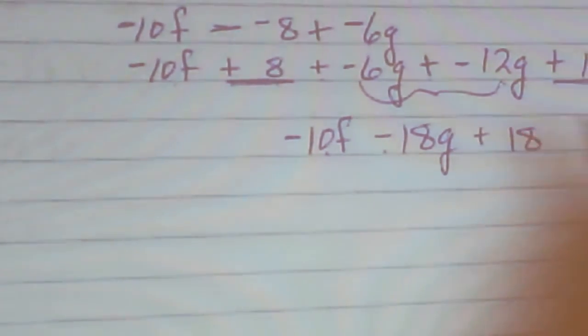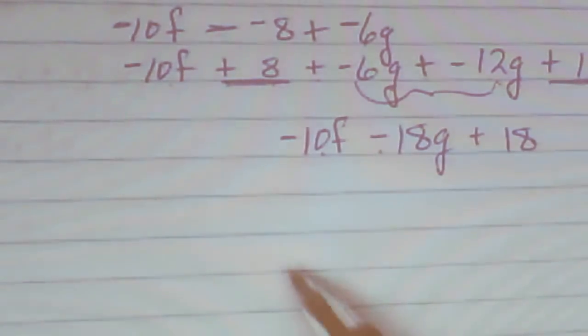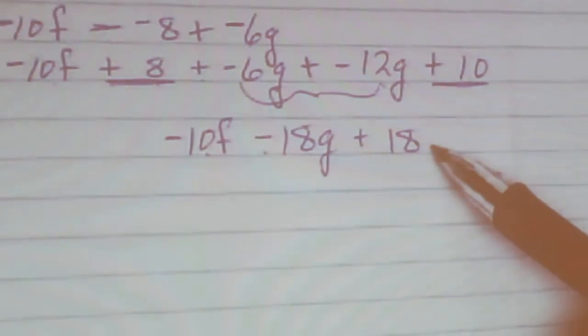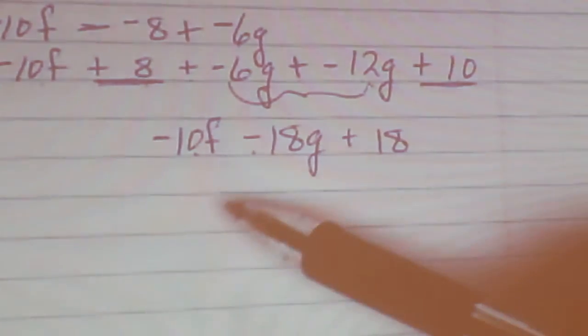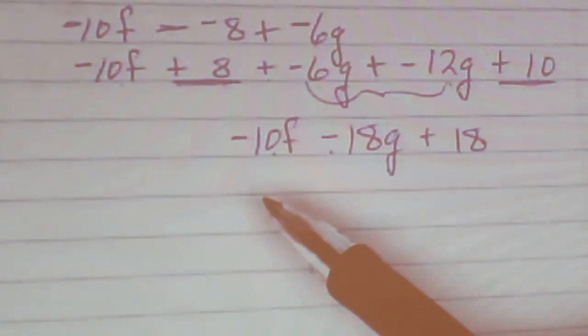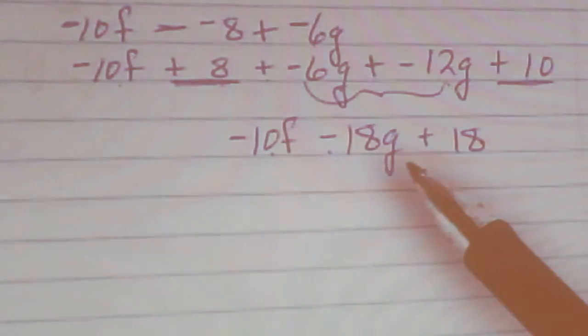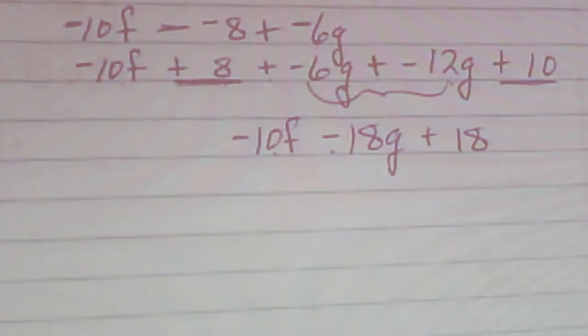In standard form, it's common practice to put every term with a variable in front and the constant at the end. And the variables should be in alphabetical order. So if we had A's, they would be in the front, then B's, then C's, then D's, and let's see, F does come before G in the alphabet, so this is written in perfect standard form.